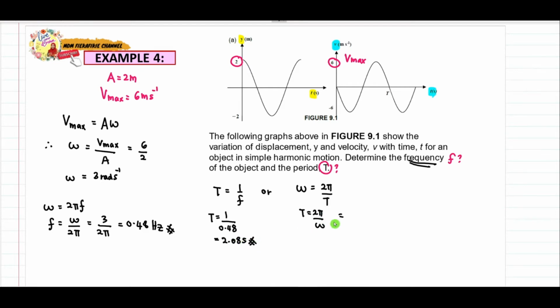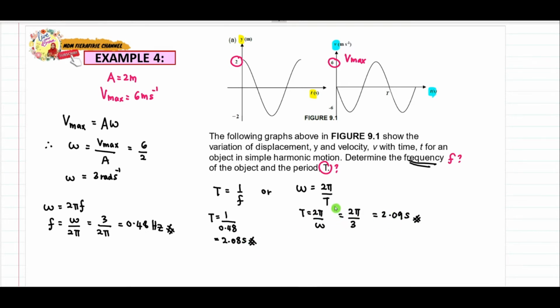Okay, kalau you guna formula ini, you akan dapat 2 pi over omega, omega is equal to 3. So you akan dapat 2.09. Dia akan lari sikit lah. 2.09 seconds. Jadi mana-mana equation you nak pakai pun boleh, tak ada masalah.